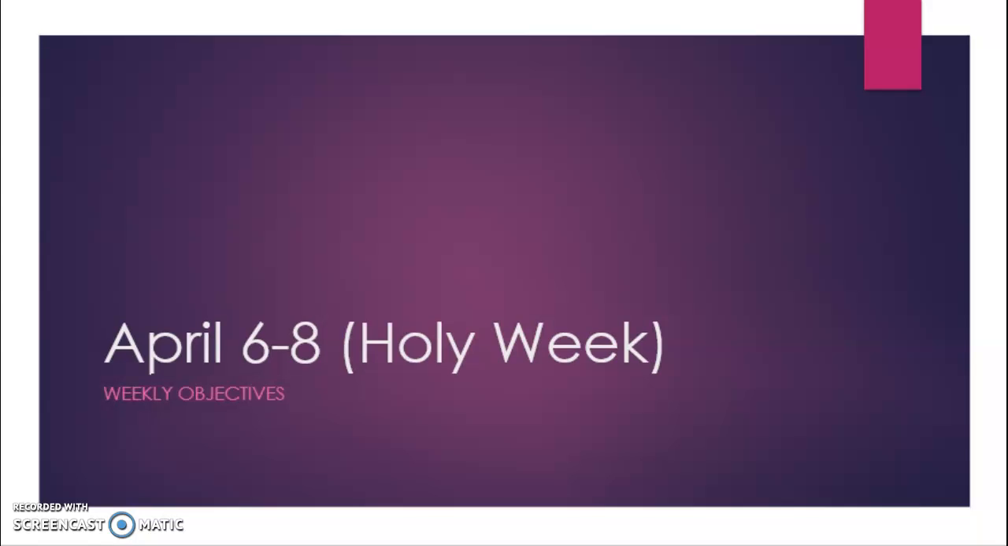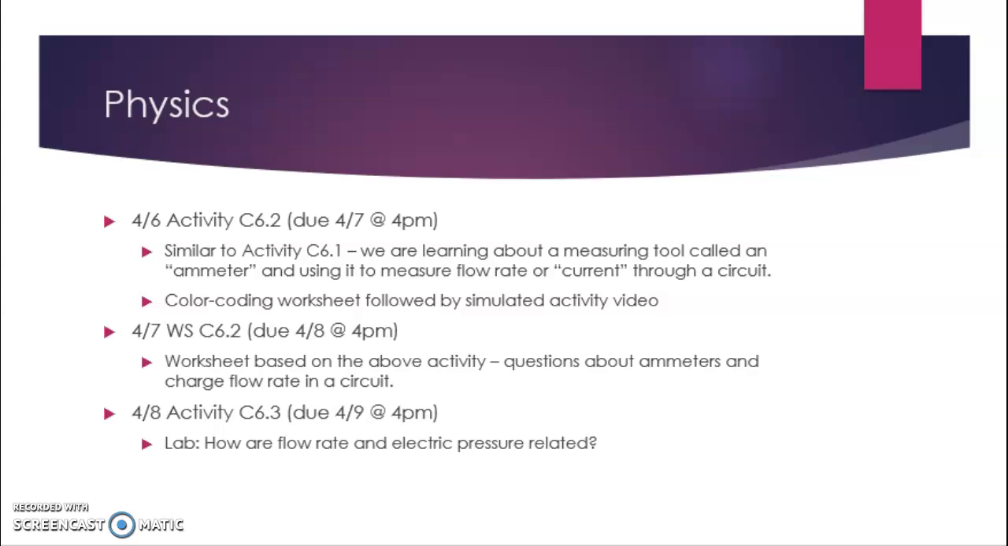Okay, so physics. Today's lesson, which of course is due tomorrow, is going to be activity C 6.2. It's really similar to the last one that we did, where we learned about the voltmeter and how to use it, and about the voltage in the circuit. We're just going to do pretty much the same thing, but with an ammeter, which is the tool that we use to measure the current or the flow rate through a circuit.